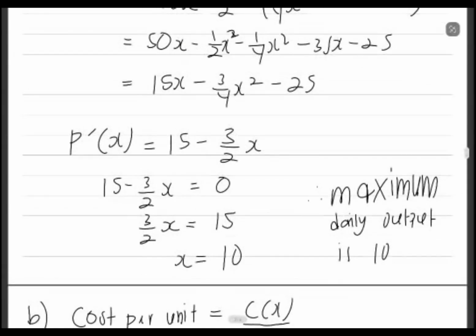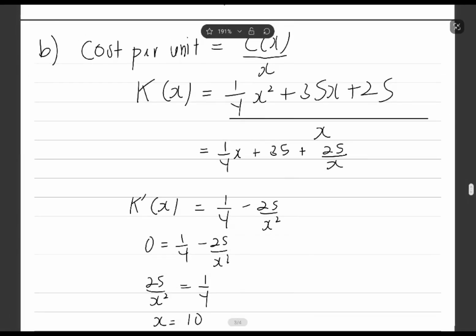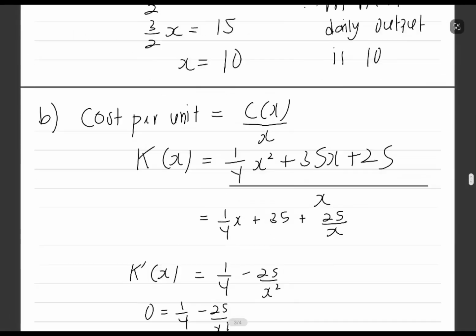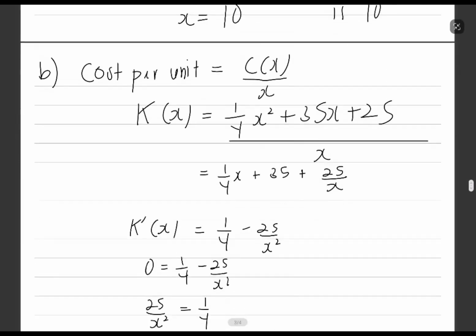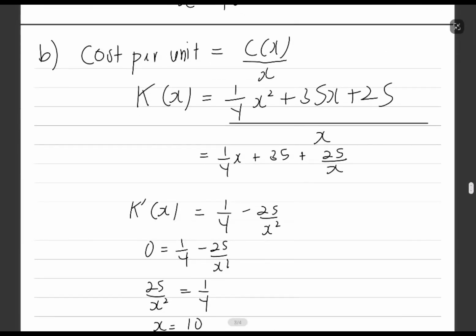And the answer is maximum daily output is 10. Okay, back to the question, question C. Question C is show that the cost of producing a set is a relative minimum at net output. So to show that the cost of producing a set is a relative minimum at the output found in part A, which is 10, we first define the average cost function.